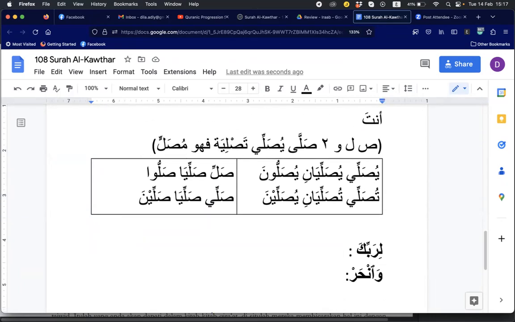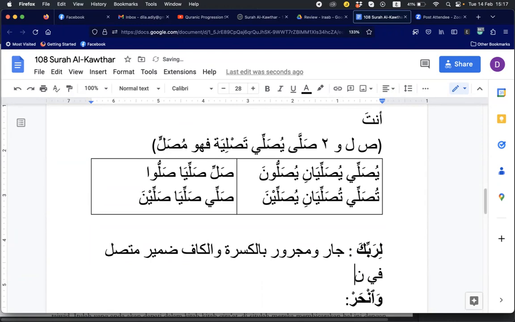Sister Bibi, lirabik. Lirabik is jar wa majroor bil kasra. And then the kaf is damir muttasil fi mahalli jarrin bil idafa. And everything is muta'alliq bil fa'il, which is soli. Good. Okay.